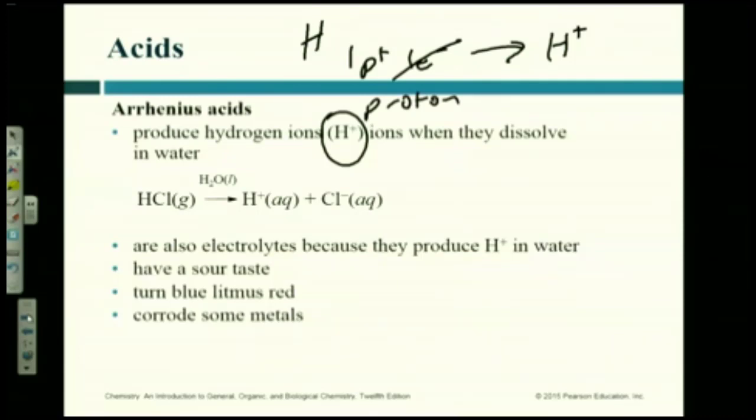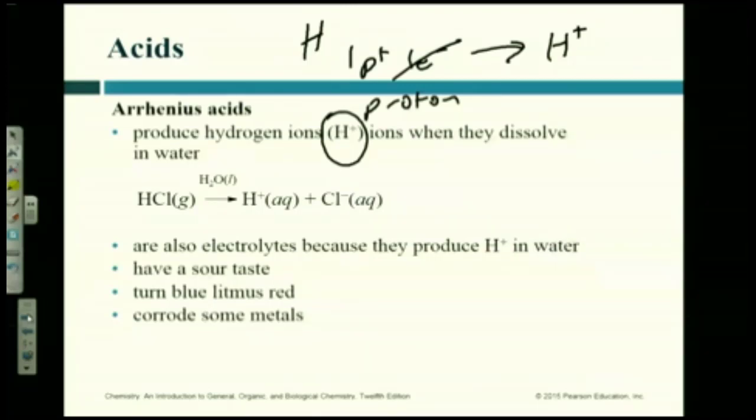So the terminology is a little bit weird. You will often hear me, instead of saying hydrogen ions, say protons, okay? So the Arrhenius definition for an acid is anything that produces hydrogen ions or protons when it is dissolved in water. And here's an example. We have hydrogen chloride gas. When you bubble that through water, it produces hydrogen ions and chloride ions. That actually is hydrochloric acid. Okay? It's the same acid that's in your stomach.